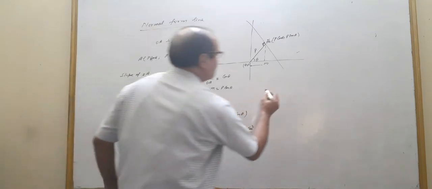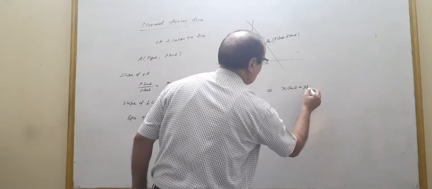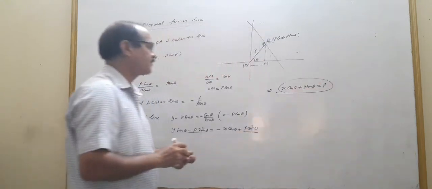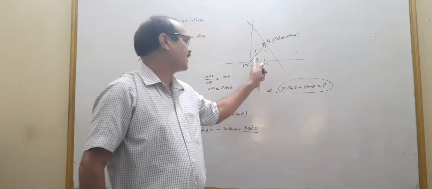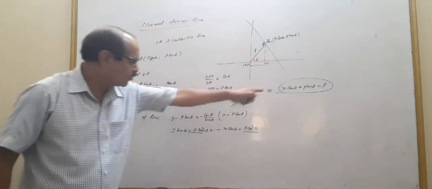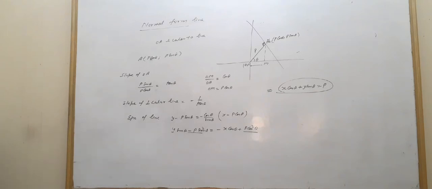So therefore the normal form of line can be written as x cos theta plus y sin theta is equal to p. What is p? Where p is the perpendicular distance of the line from the origin and theta is the angle this perpendicular makes with the x-axis. So therefore this is the normal form of line. You have to remember these formulas. This is all about this lecture.